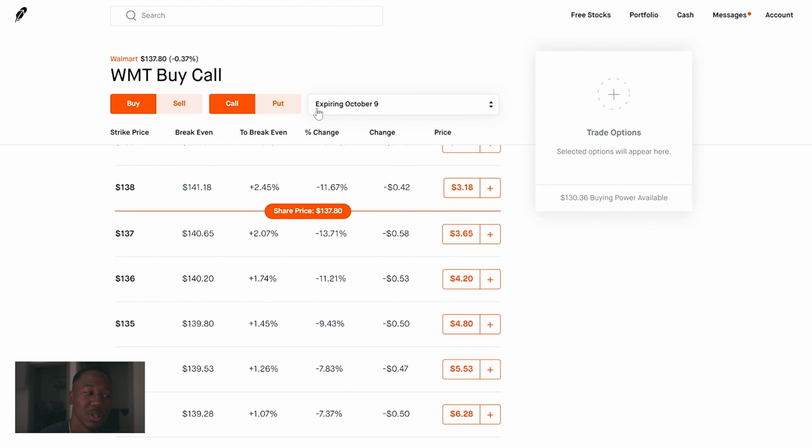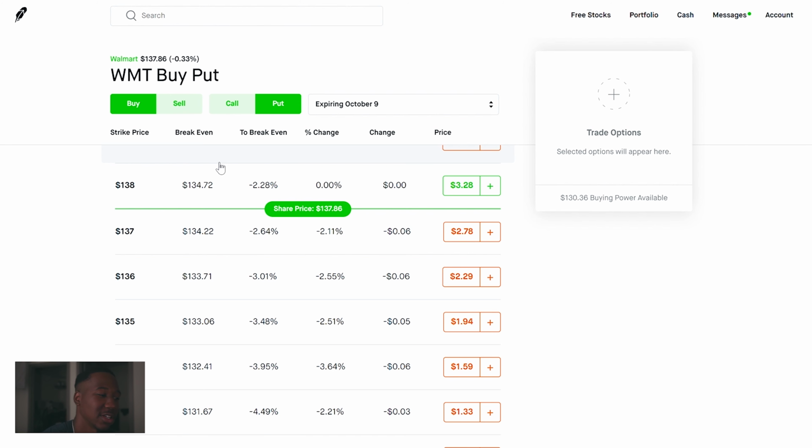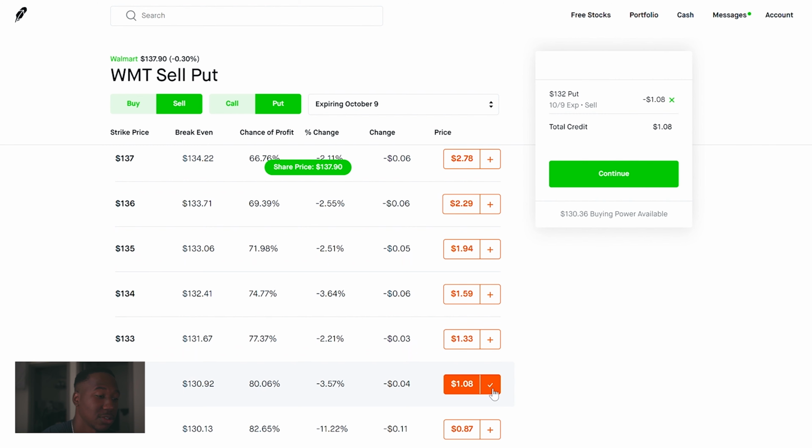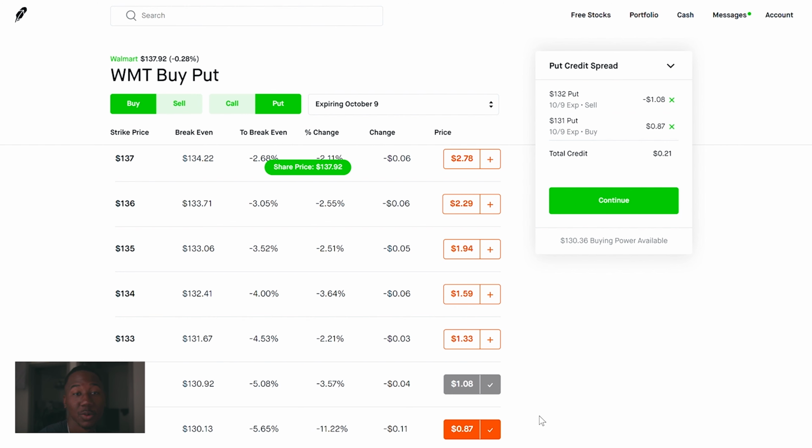In this case, I want it to be a put credit spread because I don't think Walmart's going to go too much lower. So how I'm going to construct this spread is I'm going to sell this one. And now that I have the one that I want to sell, I am going to buy one further out of the money. Okay, so now I'm going to buy the 131, and that right there will be the spread.